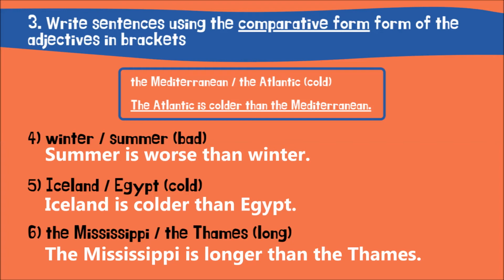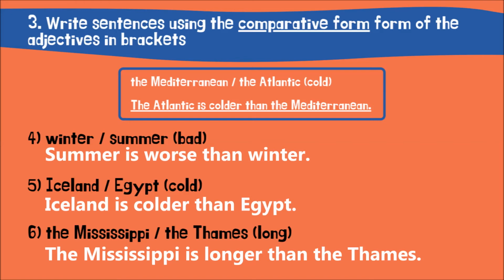Mesir. Okay, last one. Question number 6. The Mississippi. Apa tu? The Mississippi. Ni. And the Thames. The Mississippi and Thames ni ialah the name of river. Nama untuk sungai. Okay, Mississippi ni dekat mana? Dekat Amerika Selatan. And the Thames ni dekat mana? Dekat Europe. Okay. The Mississippi and the Thames. Okay. The adjective is long. L-O-N-G. Long ni apa? Long in Malay is panjang.